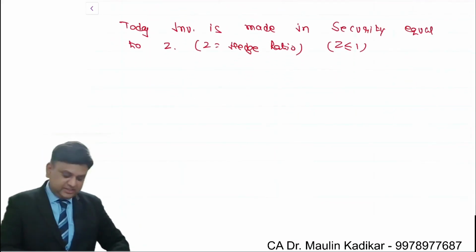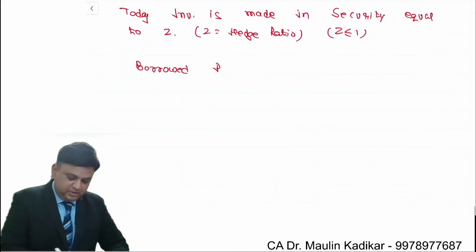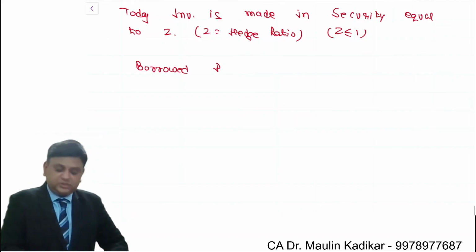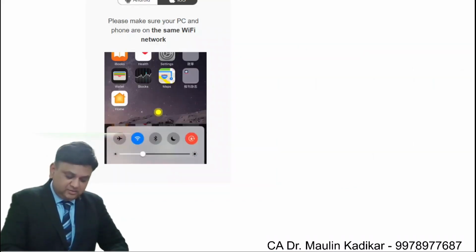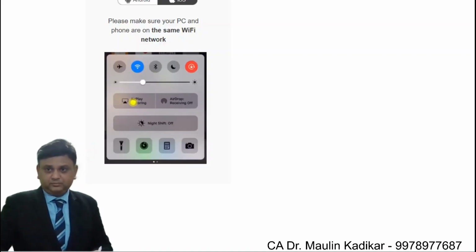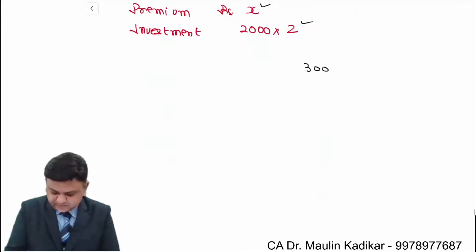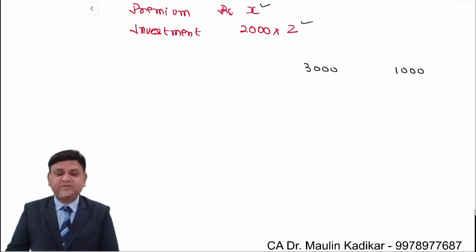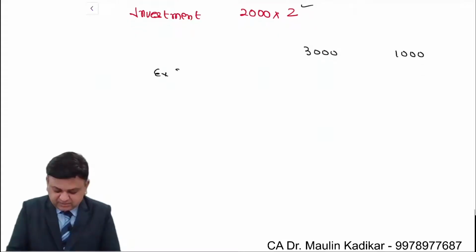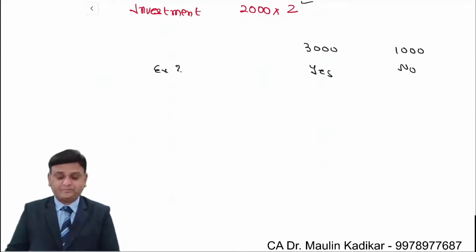So what happened is that we have borrowed rupees Y, we have collected premium rupees X, and we have made investment in security equal to Z. So it is 2000 into Z. That is the security in which I have made investment. Now, the price of equity share will be either 3000 or 1000. Whether the option holder will exercise his right: in the first case, the answer is yes, and in the next case, the answer is no.